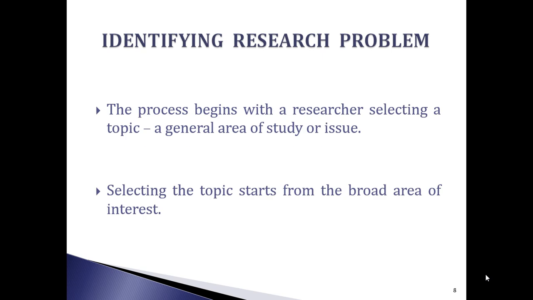The research process starts with the selection of a topic, which can be any general area of study. The researcher has to specify the area of interest in which he wants to conduct research. For selecting a topic, first of all, the researcher starts from a broad area of study and then narrows down the topic to some specific area.